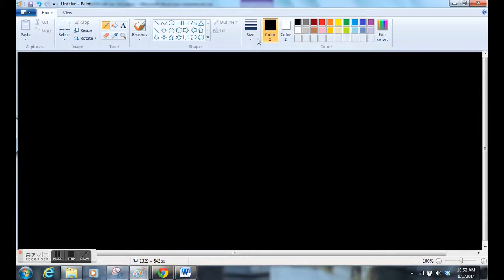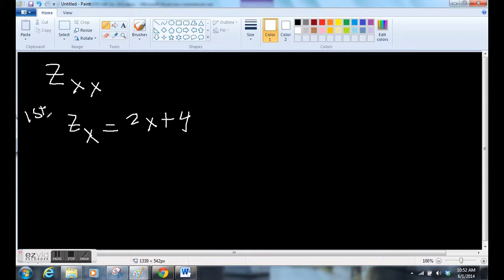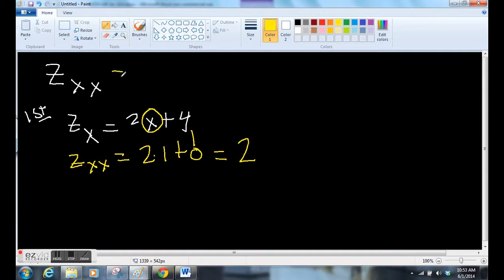Okay. So first we want to find zxx. Okay, well, the first derivative in terms of x, do you remember we said that was 2x plus 4? Remember that? That was the first derivative with respect to x. So if we're going to find the second derivative with respect to x, zxx, that is equal to, okay, 2, because the derivative of x is 1. Derivative of 4 is 0, because that's a constant. So that is simply equal to 2. zxx equals 2. Nice, we like that.